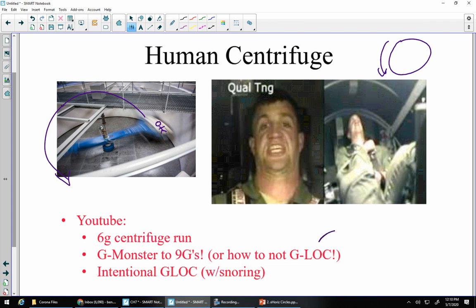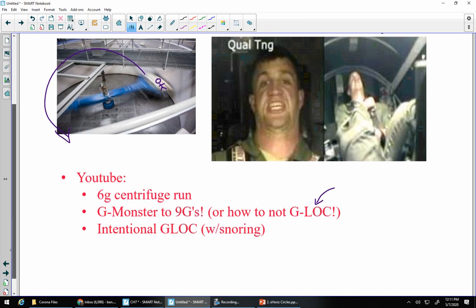So G-lock is when you pass out because blood cannot flow to your brain anymore. So these things are pretty cool. They're what they test astronauts and pilots with, to make sure they can handle enough G-forces acting on them to fly million-dollar planes and spaceships without crashing. So I realize I'm talking about this a little bit here.